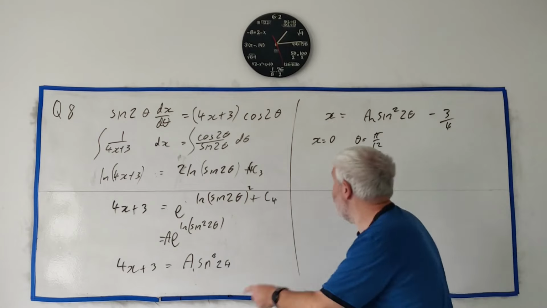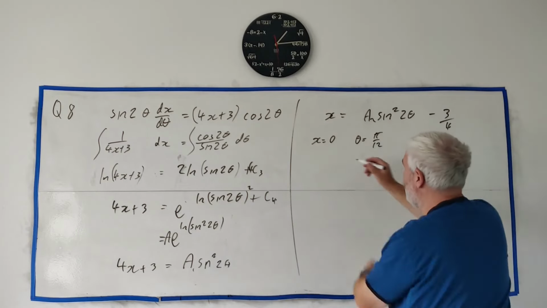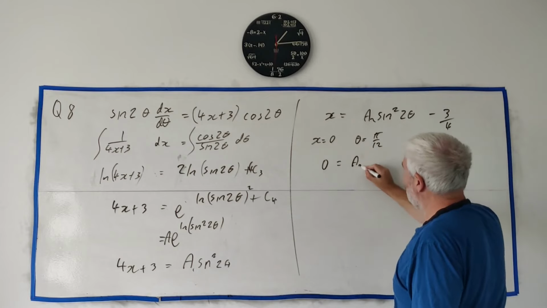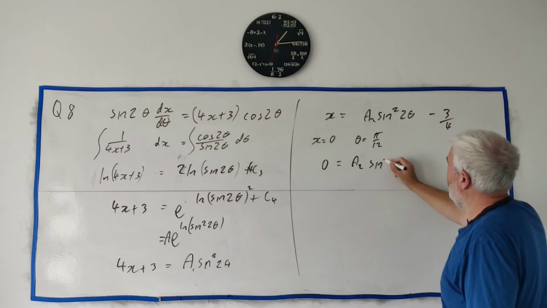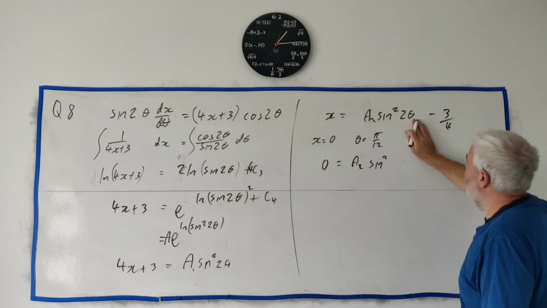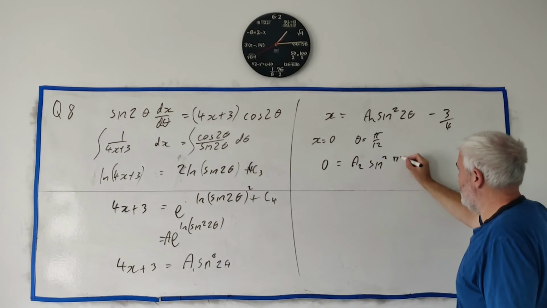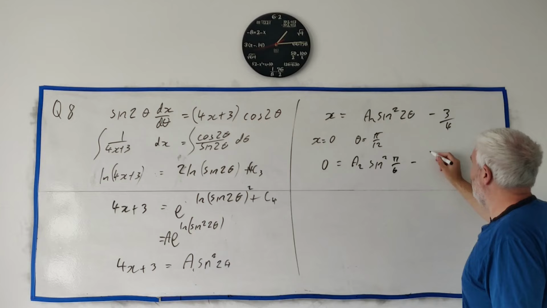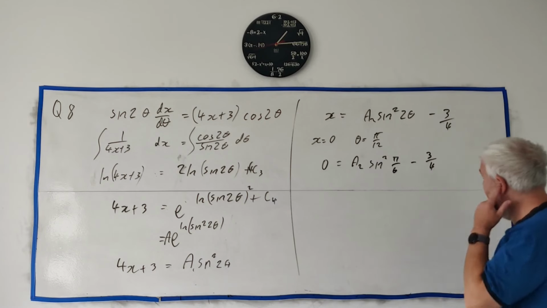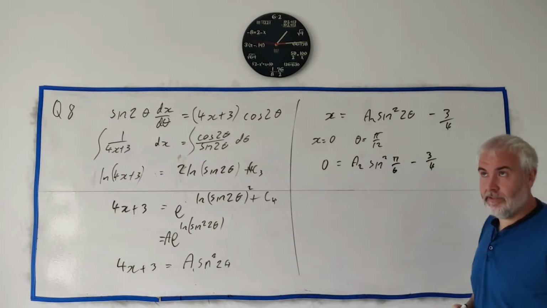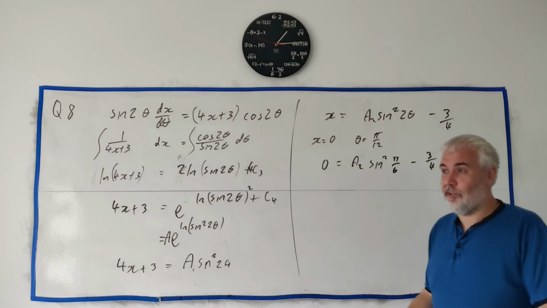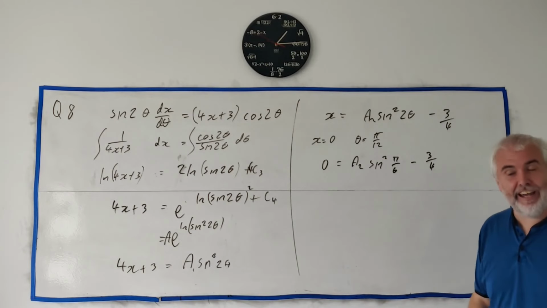So we can just put these numbers into this. Instead of x, we put 0. A2 times sine squared. Instead of 2 theta, we have 2 times pi over 12. That becomes pi over 6. And then take away 3 over 4. Pi over 6, that's how I remember anyway, that's 30 degrees. Sine of 30 is a half.